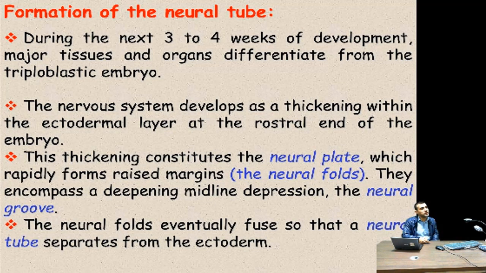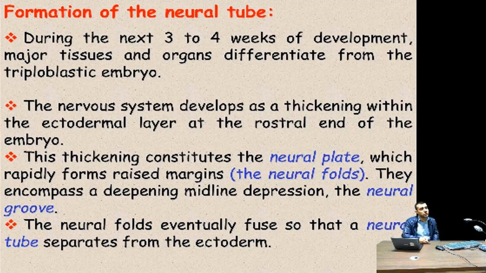Formation of the neural tube. During the next 3 to 4 weeks of development, major tissues and organs differentiate from the trilaminar embryo. This involves neurulation, a thickening within the ectoderm layer at the rostral end of the embryo. This thickening constitutes the neural plate, which rapidly forms rising margins, the neural folds. They encompass and deepen the midline depression, the neural groove. The neural folds eventually fuse so that a neural tube separates from the ectoderm.